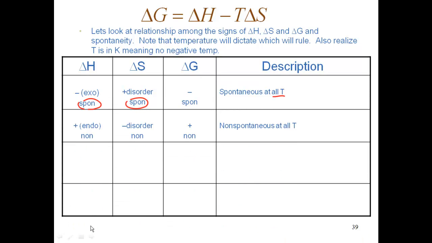Let's look at this case. I have an endothermic reaction, which favors a non-spontaneous reaction, and a decrease in disorder, which favors a non-spontaneous reaction. Since they both favor a non-spontaneous reaction, once again, no competition. The whole thing's going to be a non-spontaneous reaction. Mathematically, we have a positive delta H and a negative delta S. A negative times a negative gives me a positive, which gives the whole thing a positive value. So once again, it's going to be non-spontaneous at all temperatures. It doesn't matter what the temperature is, they both are favoring a non-spontaneous reaction.